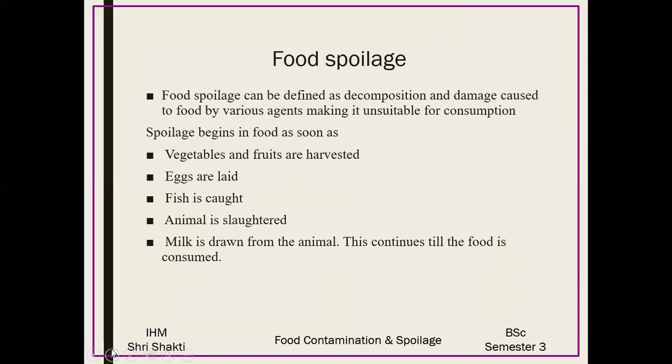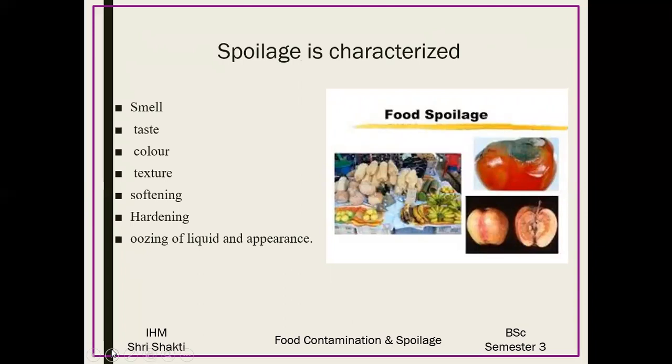Next topic is food spoilage. The damage and decomposition which makes the food unfit for consumption is said to be food spoilage. But when does the spoilage begin? It begins as soon as vegetables and fruits are harvested, eggs are laid, fish is caught, animal is slaughtered, milk is drawn from the animal, and this continues till the food is consumed. So how can we characterize the spoilage of food? With the smell or odor, taste, color, texture, softening, hardening, oozing of liquid, and appearance. As you can see in this slide, you can see the change of color, change of texture, sometimes food becomes hard, soft, etc. These are the characteristics of spoilage of food.